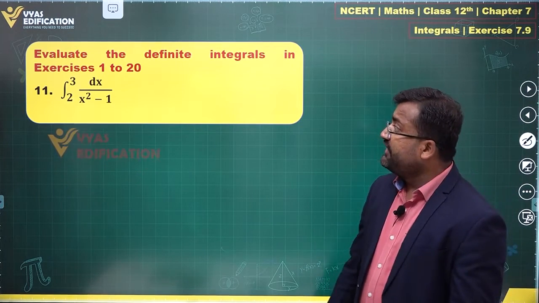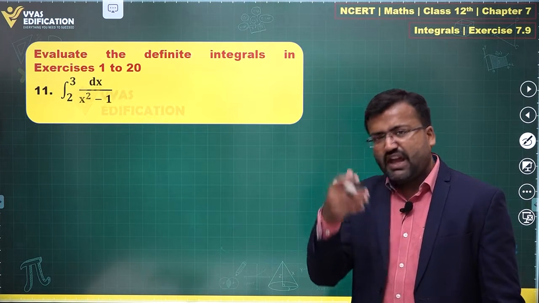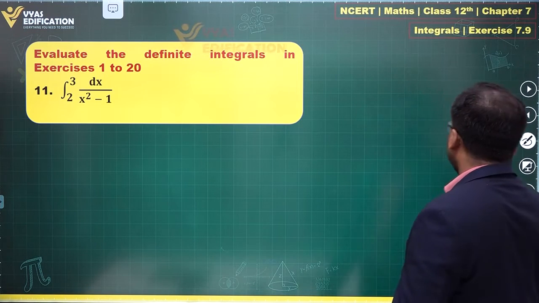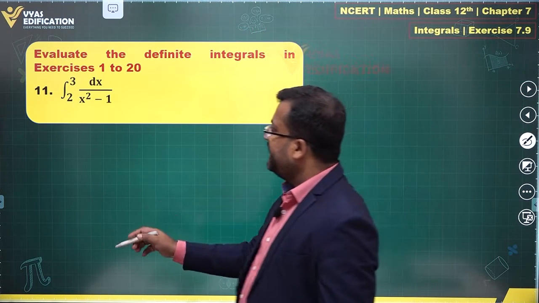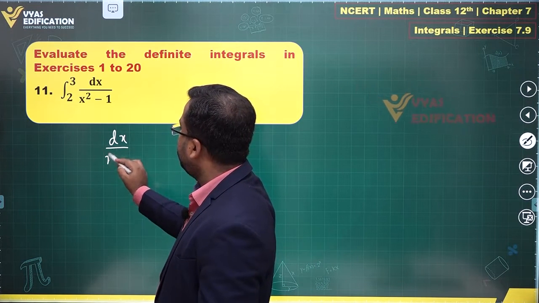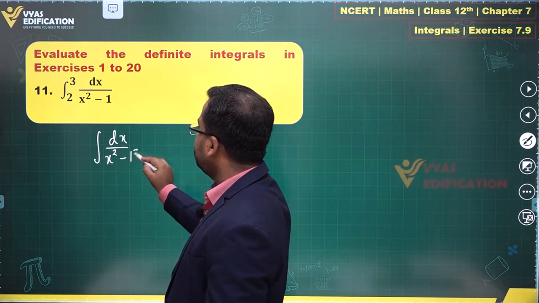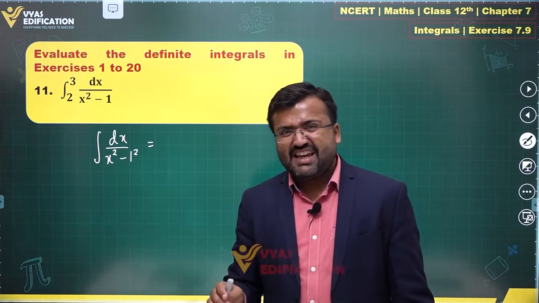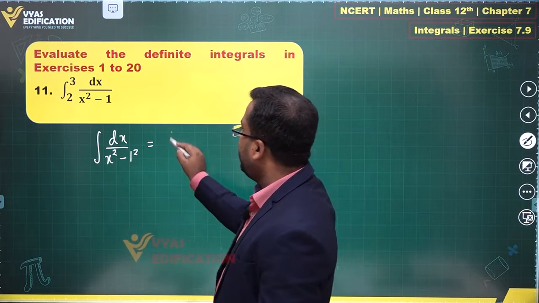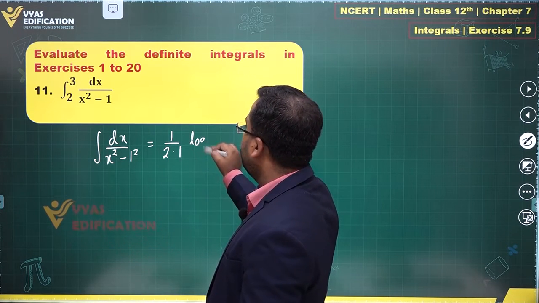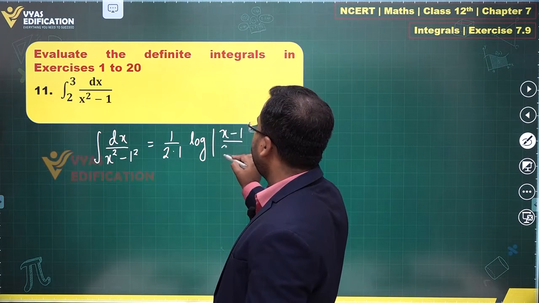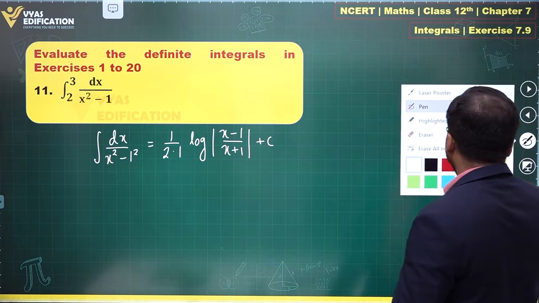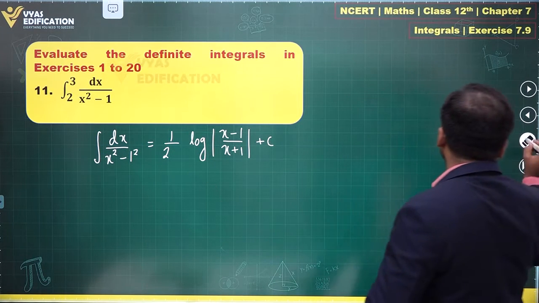In the 11th question, we have dx upon x square minus 1. Integration of that can be done with the help of, there are two approaches. One is the direct formula, other is using the concept of partial fractions. So let's take a look at that integral first. Dx upon x square minus 1 integral. This is x square minus a square. If you remember the formula, dx upon x square minus a square, the integral will be equal to 1 by 2a log modulus x minus a upon x plus a plus constant of integration. Here a is 1, so 2a is 2 into 1, which is 2 only.